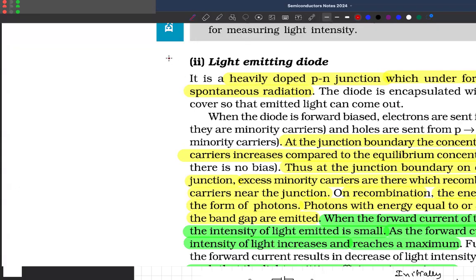What is the significance of the LED? The LED is heavily doped. This is one of the important significant factors of a light emitting diode.